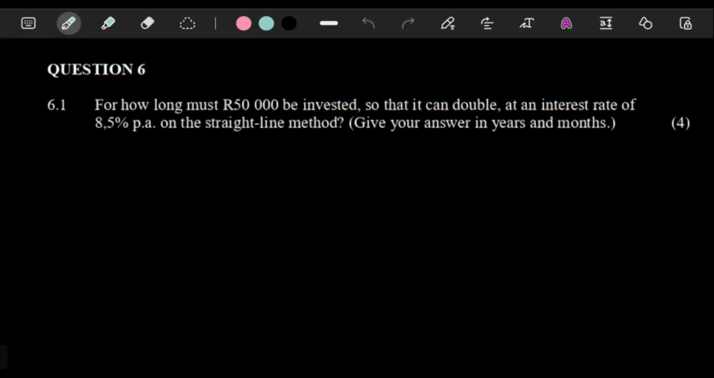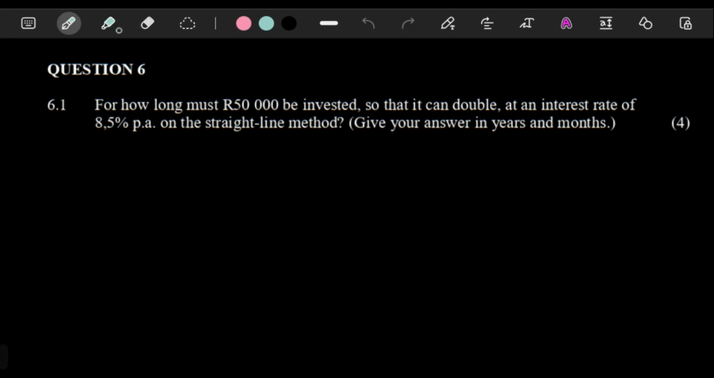It says the following. For how long must 50,000 be invested so that it can double? And then it says here, how long must 50,000 be invested so that it can double at an interest rate of 8.5% per annum? And then it says here, on a straight line balance, on a straight line method.